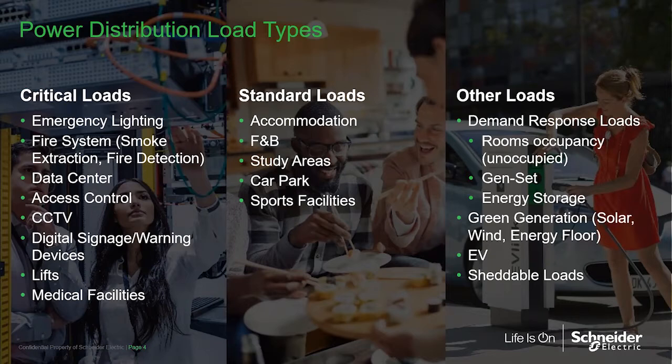But then we also have other loads. We have the likes of load planning, which will have a look at room occupancy. So if rooms aren't occupied, we can arrange for the demand to be shut off or supply to be shut off to that room, so it can be redistributed throughout the rest of the building.